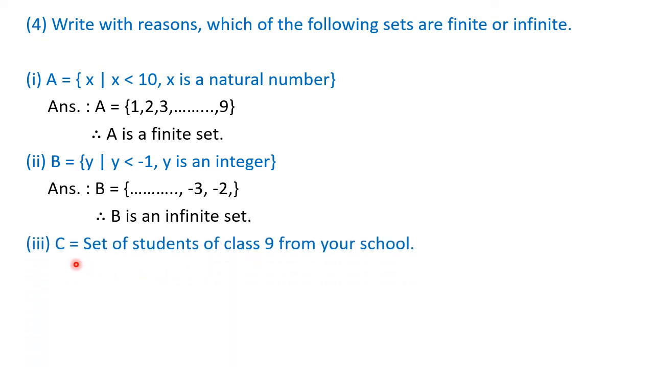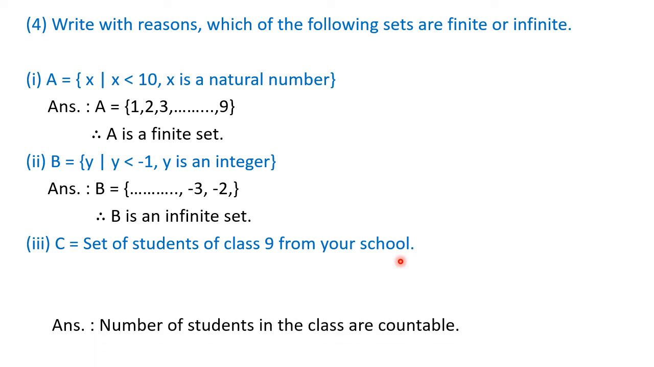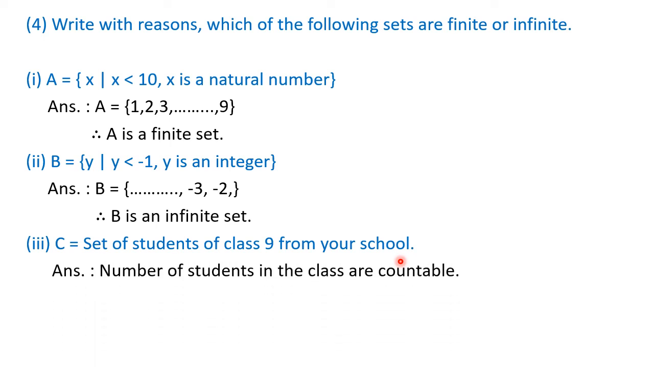Next, third one. C is equal to set of the students of class 9 from your school. So all of you know how many students are there in your class. Okay. For example, 60 students are there. So you know the number of students actually. You can count them. Therefore, it is a finite set. Correct? So we can say that the number of students in the class is countable. And therefore, it is a finite set. Okay? Let us go further.